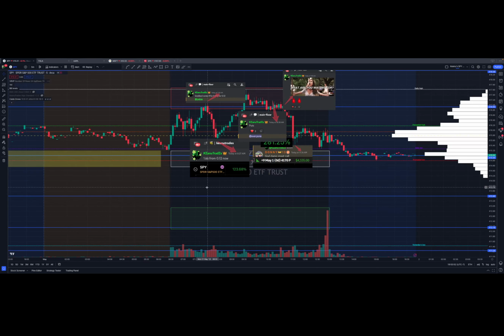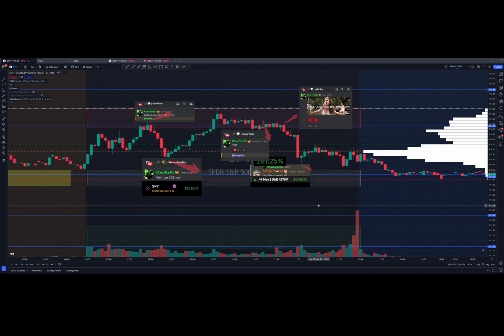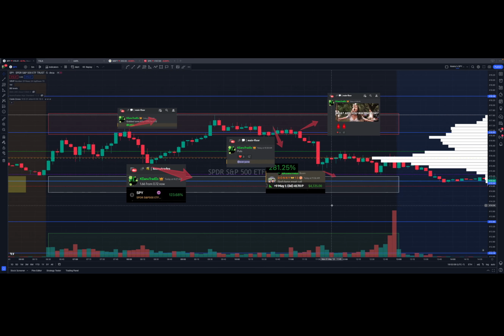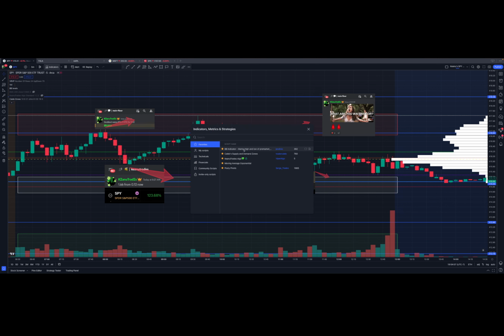So let's go to today's price action. So this is today's price action. If you want my indicators and stuff, it's right here. I have the BB indicator. That's the previous day high-low, pre-market high-low.